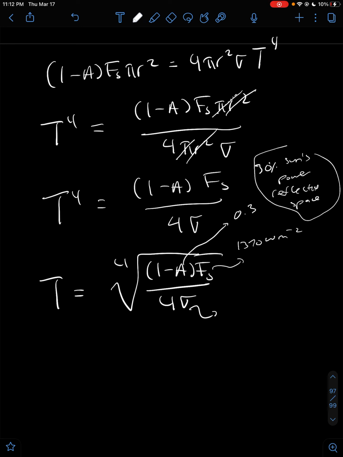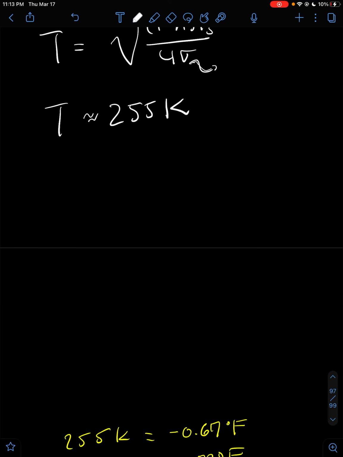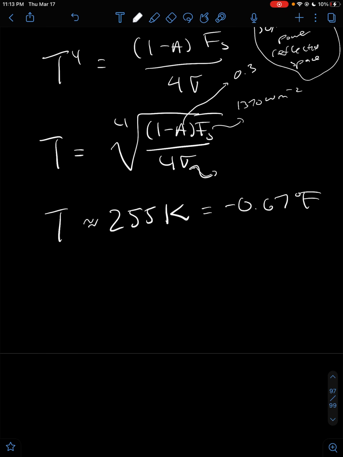If you plug in Fs, A, and the Boltzmann constant, you get that T is approximately equal to 255 Kelvin, which is equal to minus 0.67 degrees Fahrenheit. That's what I have written here. So that's pretty cool. We have predicted that the average temperature of the Earth is minus 0.67 degrees Fahrenheit, about minus 1 degrees Fahrenheit.